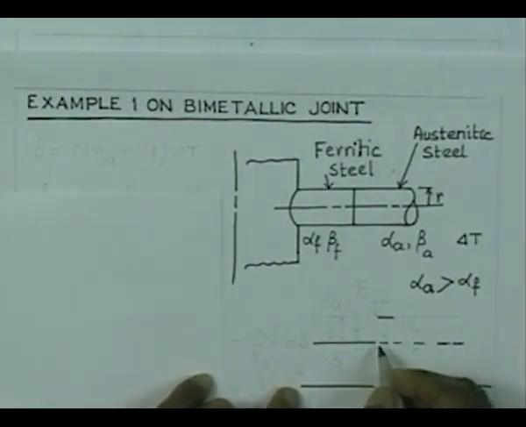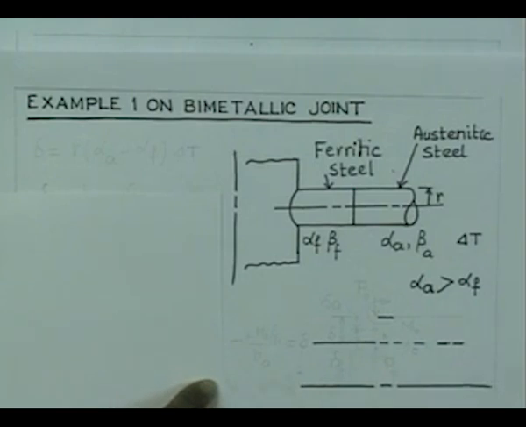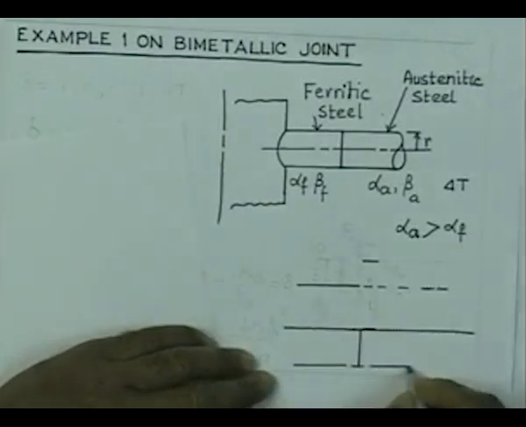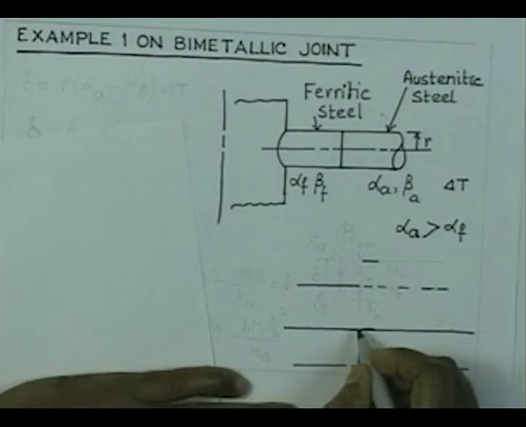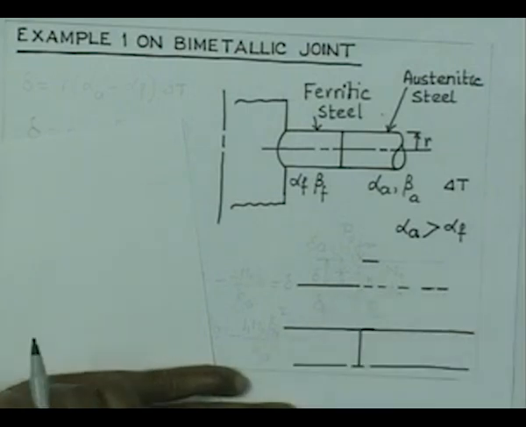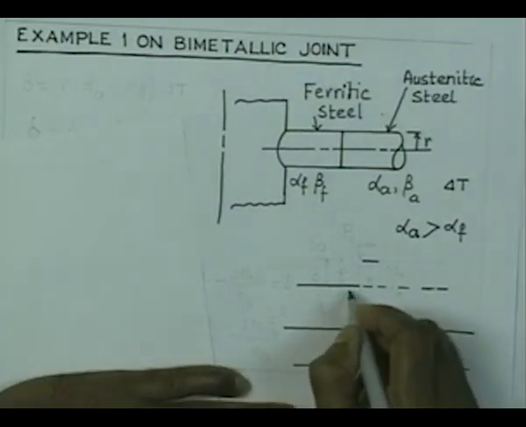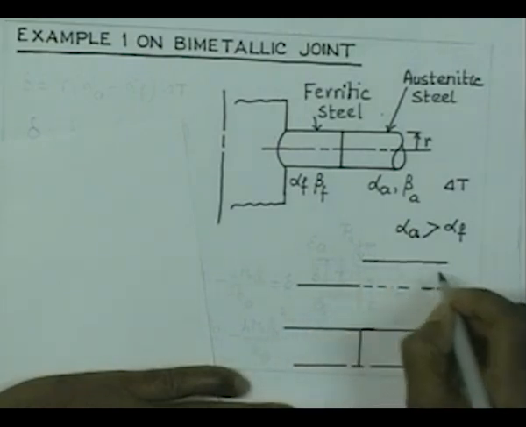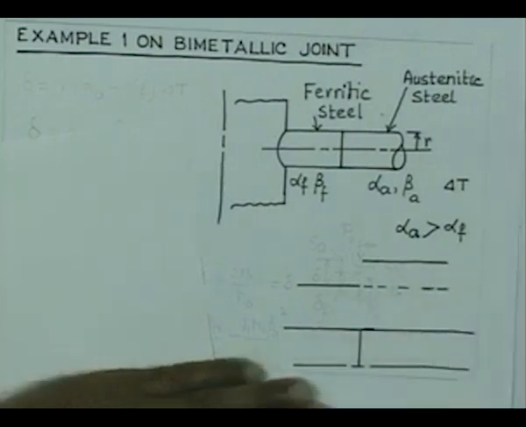Let me restate the problem. Let us consider that this is the junction and the center line of the pipe is here. Because of the temperature rise, let us consider that the ferritic part of the pipe is going to expand by this much. So this is the expansion of the ferritic part, and the austenitic part is going to expand by this much. So this is the expansion from the initial position.